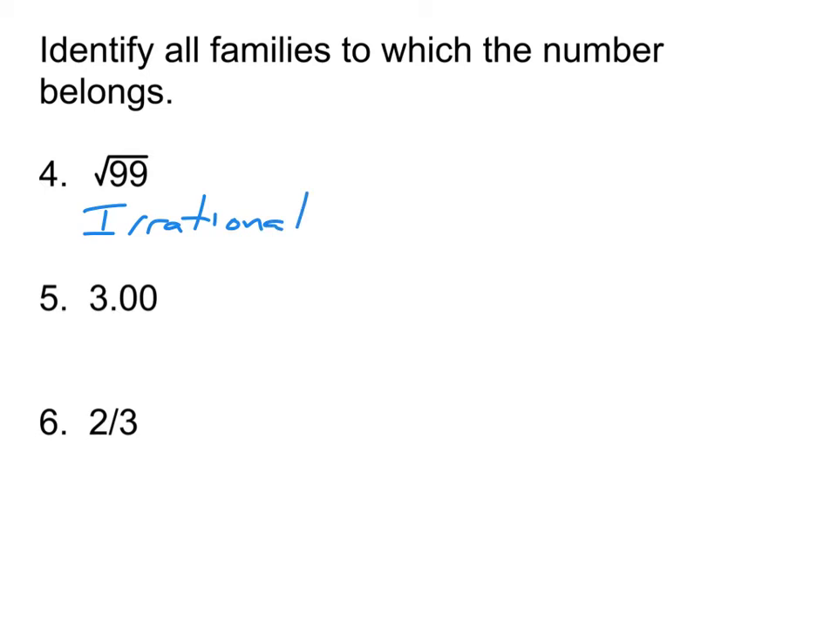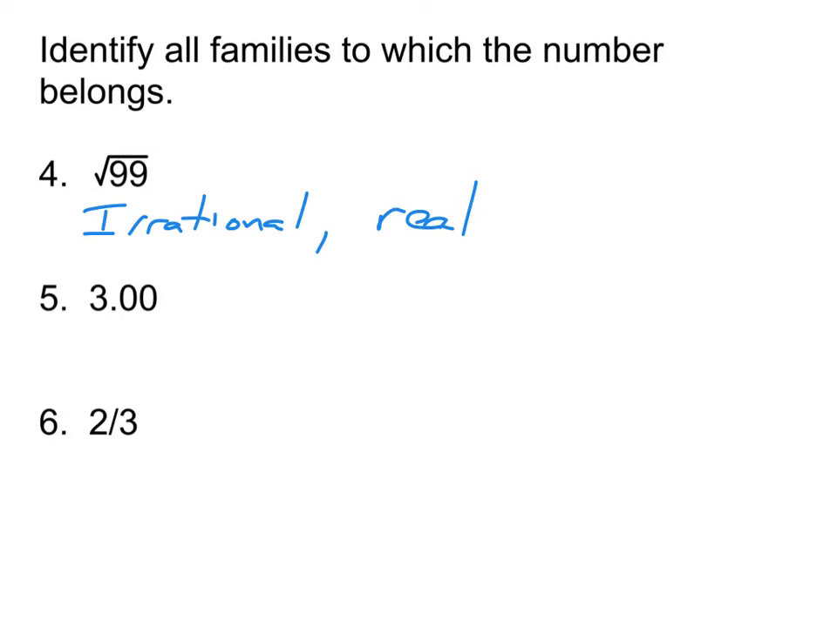But we're not done there. Because again, remember in these, we're identifying all of the families to which the number belongs. And every irrational number is also what? Well, what is every number? Every number that we've been looking at is real. And so the square root of 99 is irrational, and therefore it is also real.